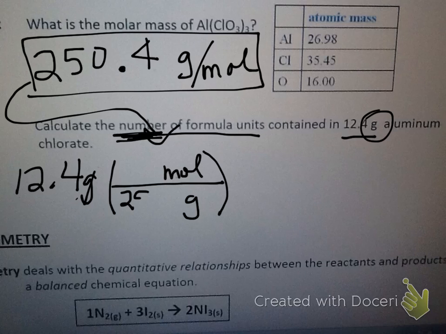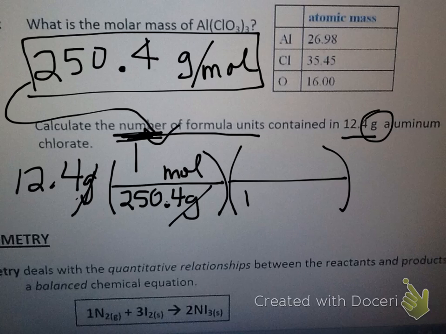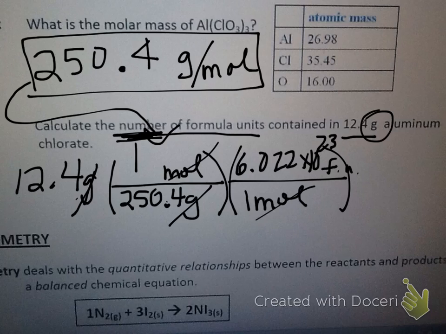We know there are 250.4 grams for every 1 mole of aluminum chlorate. So I had grams on top, grams on bottom, they cancel. Now I can convert from moles of my aluminum chlorate, got a mole on top, a mole on bottom, to formula units of aluminum chlorate. And for every mole of anything, there's how much? 6.022 times 10 to the 23rd of anything. So here I've got formula units. That's my little abbreviation for formula units.